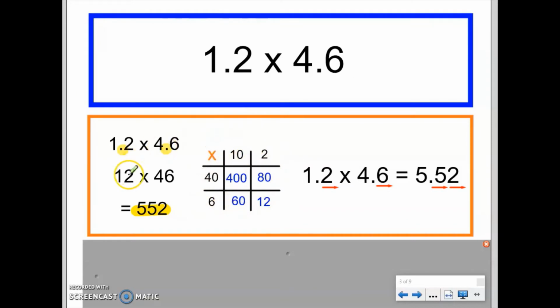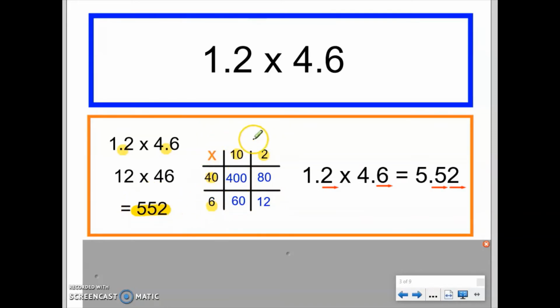What I've done here is I've split the 12 into 10 and 2, tens and units. And I've split the 46 into 40 and 6, tens and units. Then for my 4 blue answers, I've done 4 multiplications. 10 times 40 is 400. 10 times 6 is 60. 2 times 40 is 80. And 2 times 6 is 12. Then I take those 4 answers and I add them together to get 552.